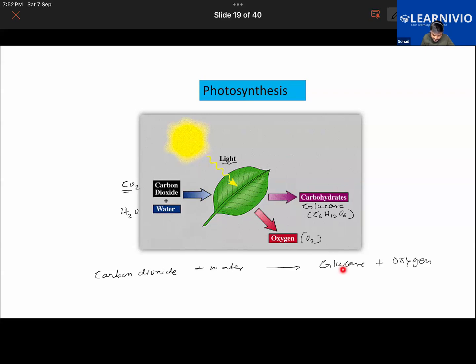So aren't the products different here? New products are formed, right, Razan? Yes, getting it now. So the new product is formed. That's why photosynthesis is also considered a chemical change. And what kind of chemical change is it? It's a natural chemical change.